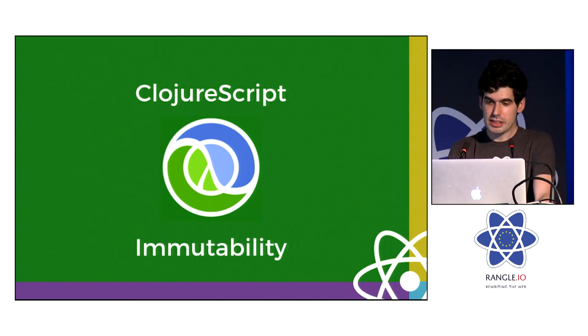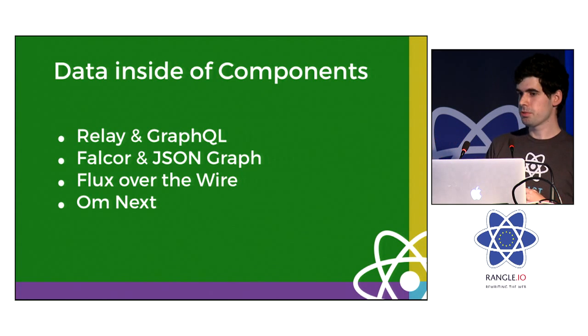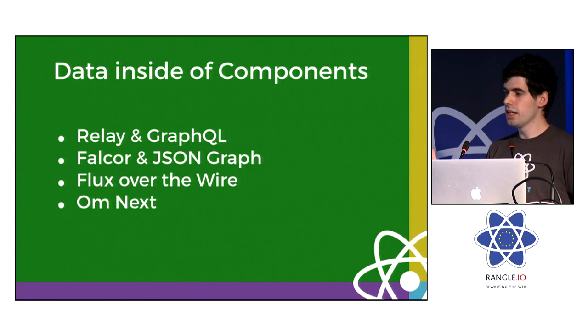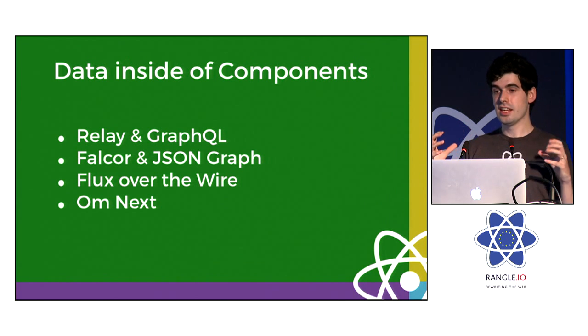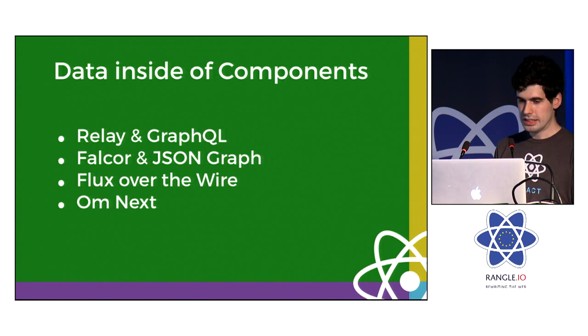So the next part is about what data you want to fetch. We're seeing a lot of players coming into the field, and a trend where the component is the unit of your application. When we open sourced React, it was: we're going to put the markup and the logic in the component. With React Native, we've seen we're going to put the styles. And now the trend is we're going to put the data dependencies inside of the component. We're seeing four different projects, and probably many more I don't know about, like Relay and GraphQL, Falcor and JSON Graph, Flux over the wire, and Om Next, that all embrace this idea.